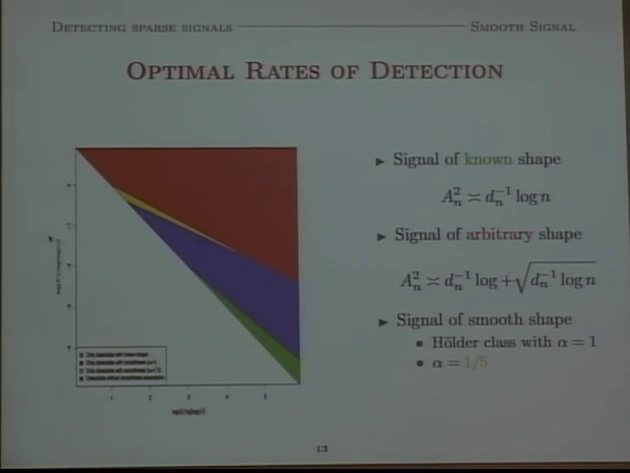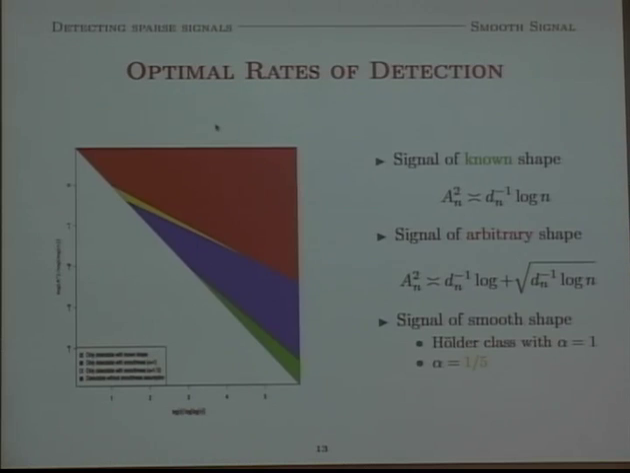From our previous discussion, we know that if you know the shape of the signal, the detection region is anywhere above this diagonal, including all these shaded areas. And we also looked at the situation when you don't have any information about the signal. The latter corresponds to this quadrilateral area shaded in red. This is the area where you can detect the signal even without information about the shape.